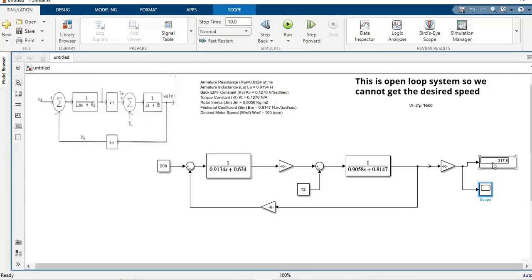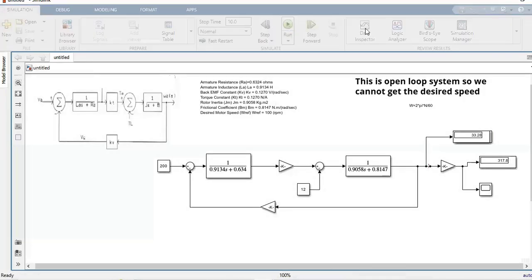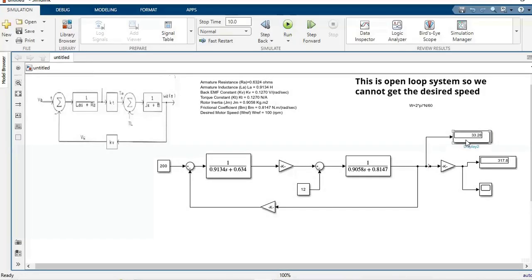We can also see the angular speed omega, which is coming as 33.228. So this is how the DC motor is constructed, and the waveforms of the speed in RPM we have seen. Thank you.